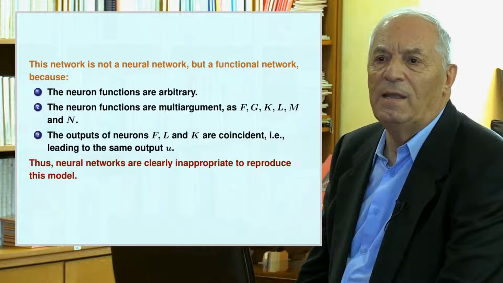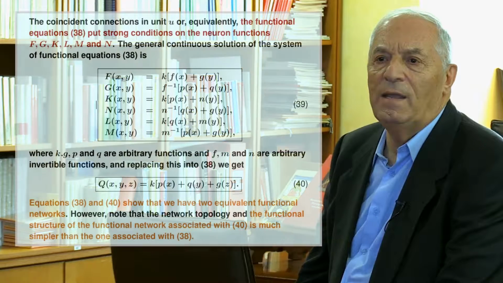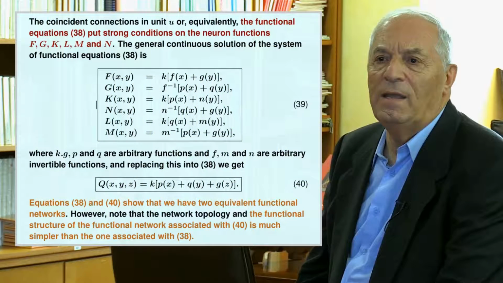This network is not a neural network, but a functional network because, first, the neural functions are arbitrary. Second, the neural functions are multi-argument as f, g, k, l, m, and n. Third, the outputs of neurons f, l, and k are coincident, that is, leading to the same output u. Thus, neural networks are clearly inappropriate to reproduce this model. The coincident connections in unit u, or equivalently the functional equations 38, put strong conditions on the neural functions f, g, k, l, m, and n.